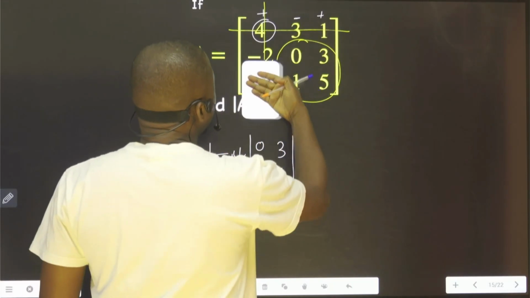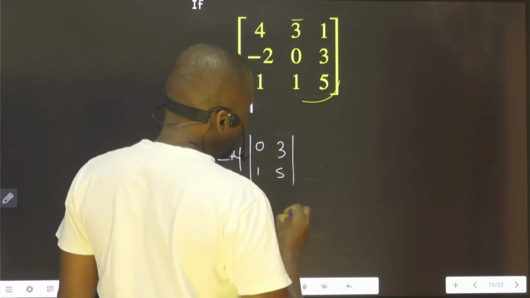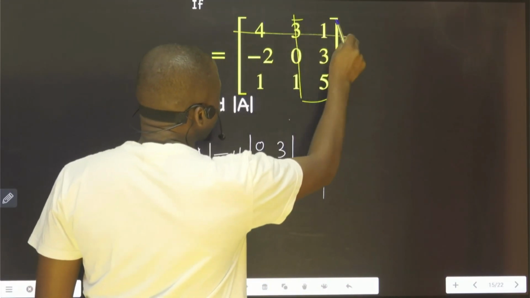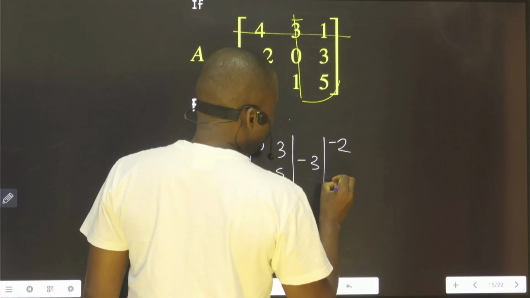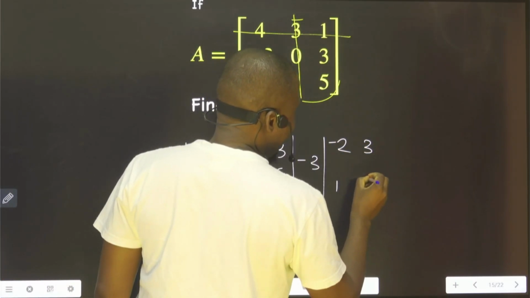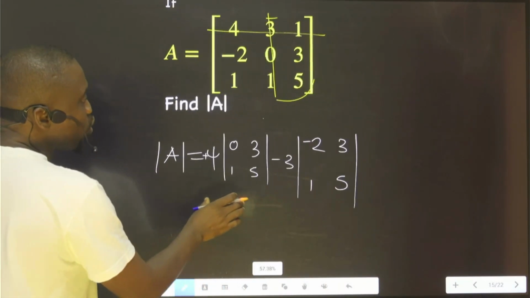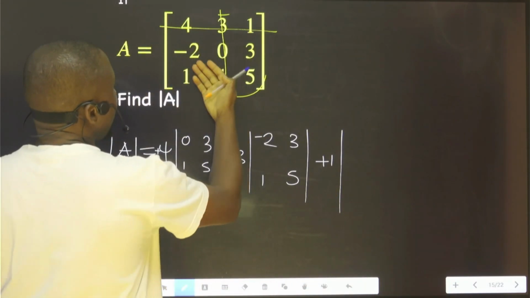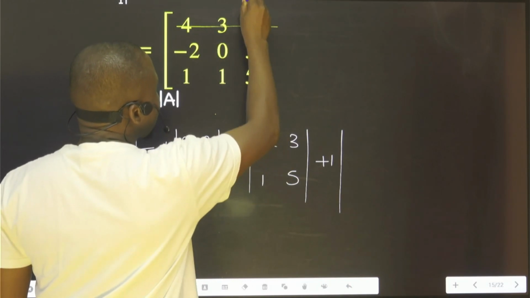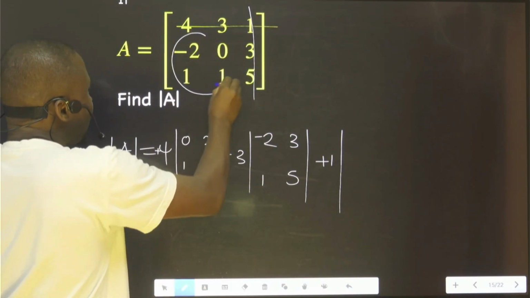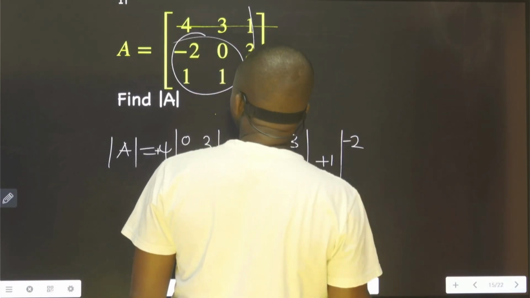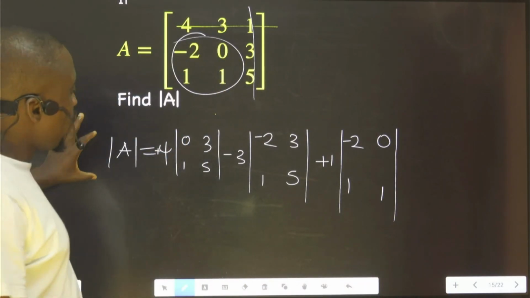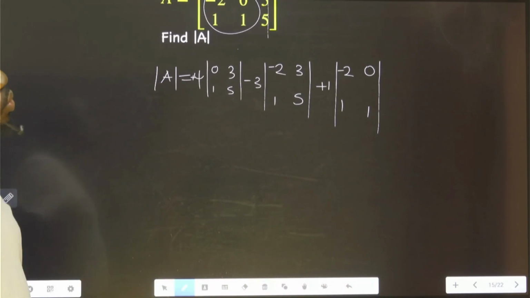Once you have done that, you move ahead with this minus 3. Minus 3, whatever is on this column is out, on this row is out. That is minus 2, 1, 3, and 5. Once you are through with that, we go for this plus 1. The same thing. Anything on the same row with 1 and column, they are out. What is remaining is this. So we put minus 2, 1, 0, 1. Okay? Once you have done this, it's good to go.